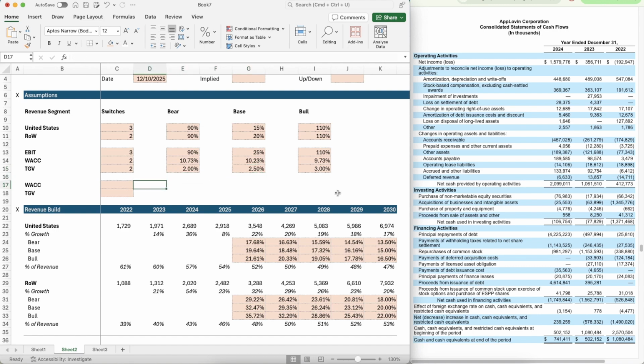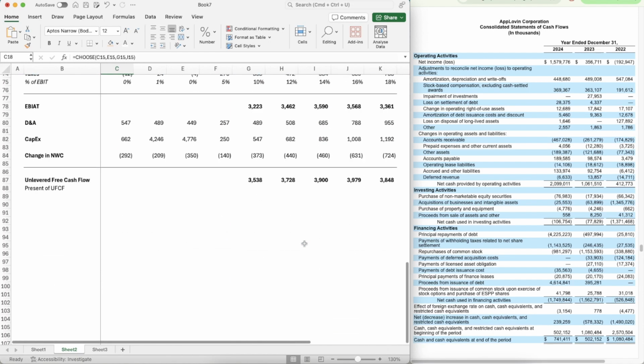Okay, it looks good. So here we go, equals CHOOSE. It's a bit like the OFFSET function, but a bit different. So WACC, and make sure you have these in the correct order. We're going bear, base, bull. Okay. Copy this down. Perfect. Now we can do our free cash flow.